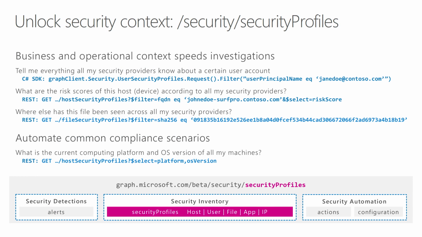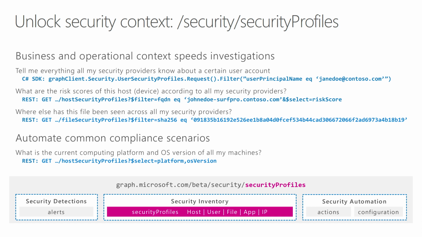The next piece of the Security API we will look at is called Security Profiles. Security Profiles represent the inventory maintained by security providers. These can be hosts, users, files, apps, or IP addresses. For example, Windows Defender ATP can provide host security profiles. Azure Active Directory could provide user security profiles. A CASB solution could provide app security profiles, and so on. This gives customers and developers the ability to correlate alerts with the underlying inventory associated with the events.